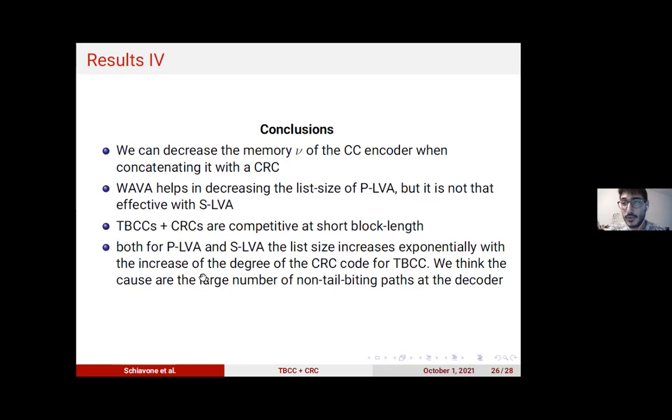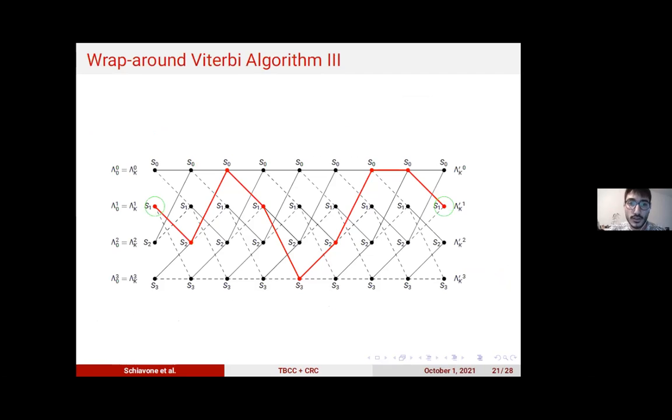The one problem that I have not shown you, but that you will see if you play a bit with these decoders, is that the list size increases exponentially while we increase the degree of the cyclic redundancy check code that we use for a specific tail biting convolutional code. This is probably, especially for tail biting convolutional codes, due to the fact that at the decoder, if we look at the trellis, as we saw before, we also have non-tail biting paths, and there are many non-tail biting paths in our decoder.